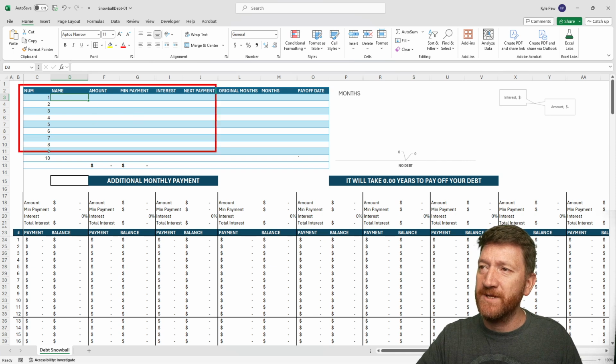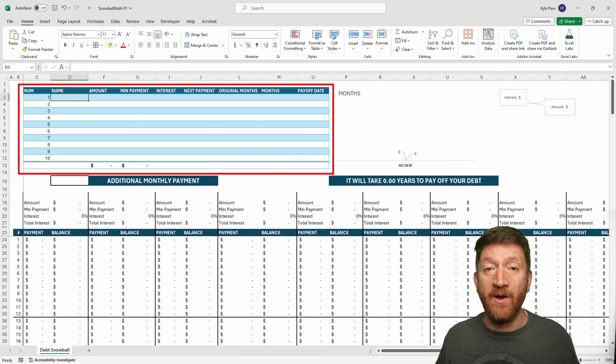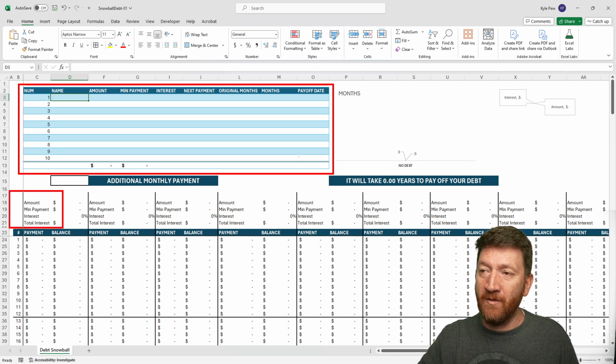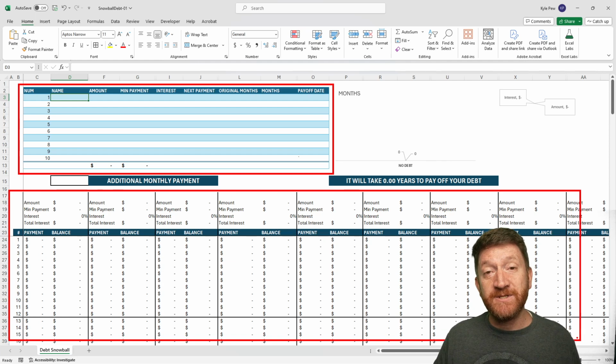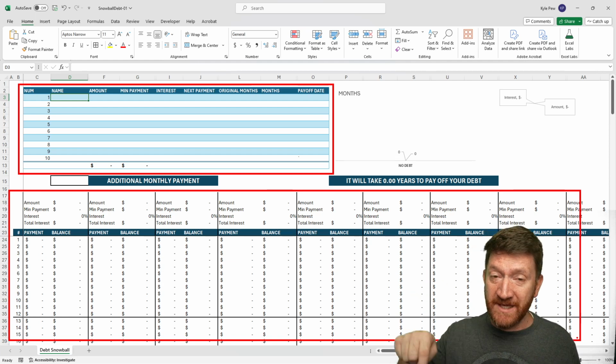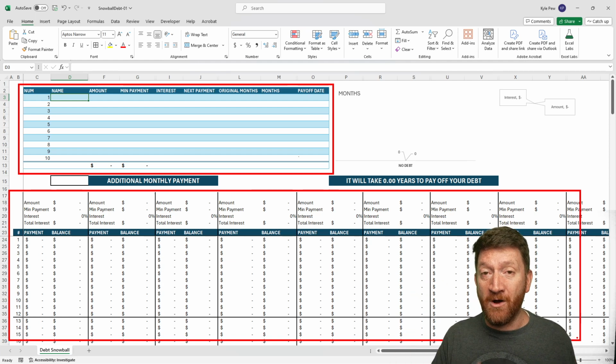We've got the table at the top, where I've got 10 rows for monthly debt bills. So maybe you've got multiple credit cards, credit card one, credit card two, maybe a car loan, a personal loan, some student debt, right? And we can start to populate this table with all of that information. And then down below, we've got a much larger table that, as we start to populate the table at the top, will start to fill up with all the details of our monthly payments.